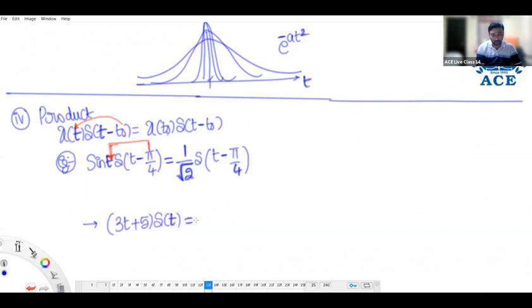Now your response. 3t plus 5 into del of t. What can you say? What is the result on the right side? Impulse exists at 0. So directly in the signal, put t equals 0, or not? Very good, most of you responded. 3t plus 5 into del of t means replace t there: 5 into del of t.